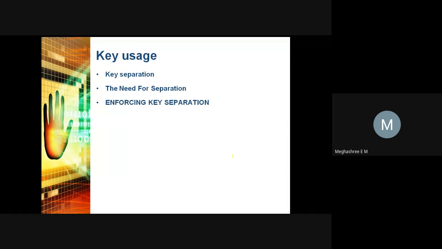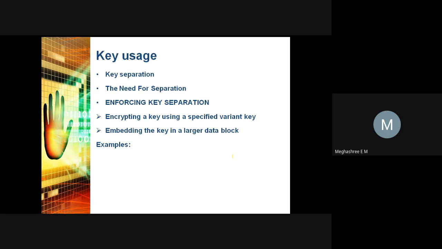Okay. Next is enforcing key separation. See, enforcing key separation can be done in two ways: encrypting the key using a specified variant key, and the next one is embedding the key in a larger data block. So these two methods are used for key separation. Examples for embedding the key in a larger data block are employing redundancy, second, key blocks, and third, public key certificates.